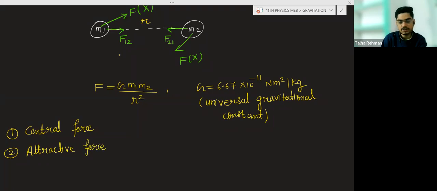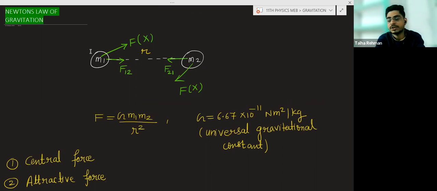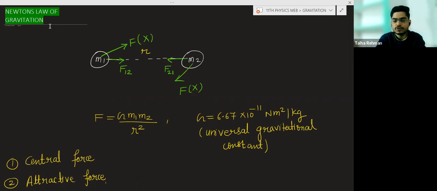Why I am telling you this is an attractive force: when you go to your 12th class, in the very first chapter, you will study Coulomb's law. There is also a force of attraction or repulsion between two charges. So force between two charges can be repulsive also, but gravitational force between two masses is always attractive. And there you will study the electrostatic force, which can be attractive or repulsive between two charges.